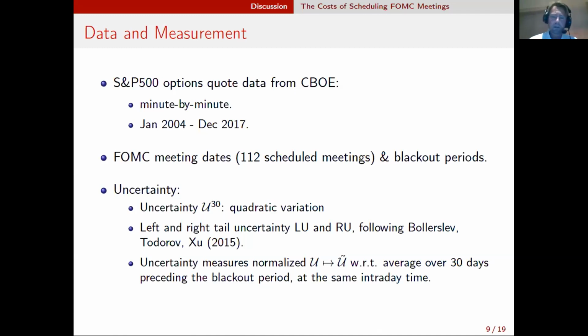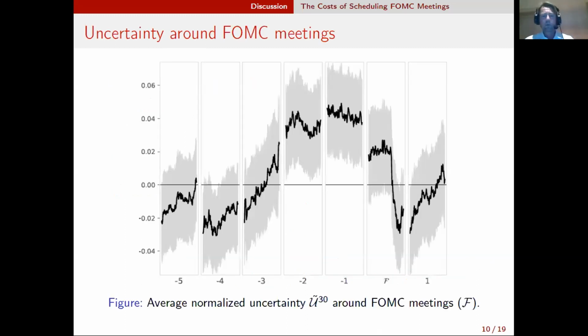and then normalize uncertainty and left and right tail uncertainty with respect to the average of the same measure over the 30 days preceding the blackout period they look at, but focusing on the same intraday time. So they basically just normalize the measures of uncertainty with respect to a 30-day period right before the beginning of the blackout period, so the week before the scheduled FOMC announcement. And then with this normalized measure, they essentially also find something very similar as in Hyun Pan's paper, that uncertainty seems to be creeping up a couple of days before the FOMC announcement quite substantially, and then drops on the morning of FOMC announcements, and then drops even more sharply with the announcement.